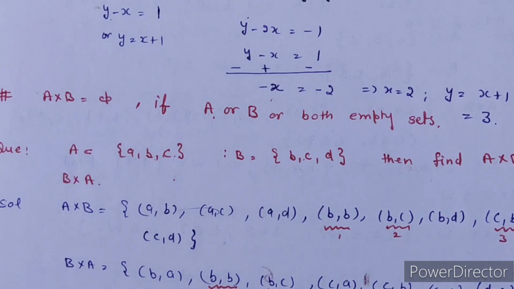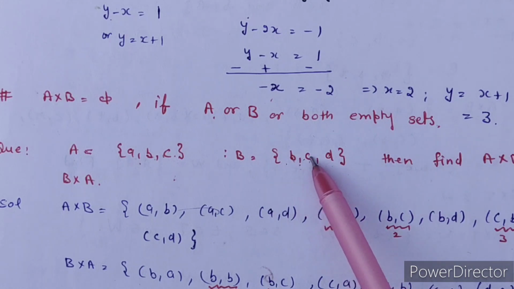Can you check how many common points A and B contain? Yes, there are 2 elements which are common, that is B and C. So first write the Cartesian product A cross B, then I will discuss the common points in A and B. It is a very important question whether A and B contain common elements.